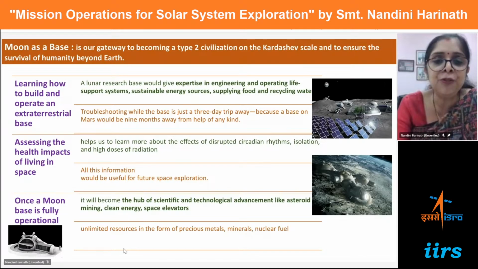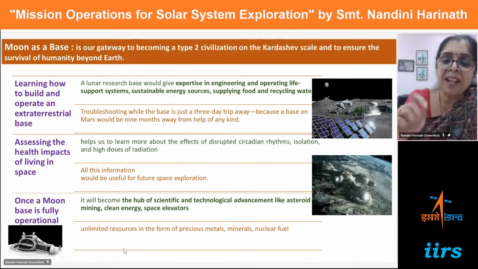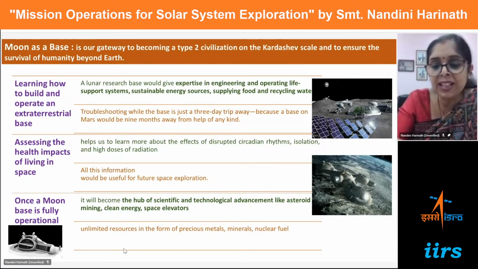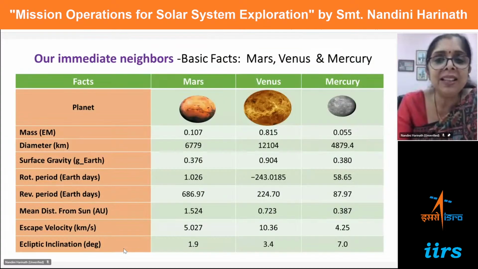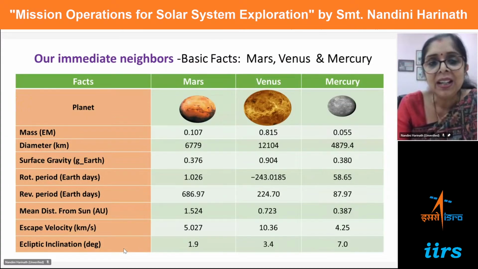And once the hub is fully operational, you can have many things. You can even exploit the moon surface for various minerals and energy. So this is one of the aspects of having the moon as a gateway. Further beyond, what next? We have many others, our immediate neighbors, Venus and Mercury.